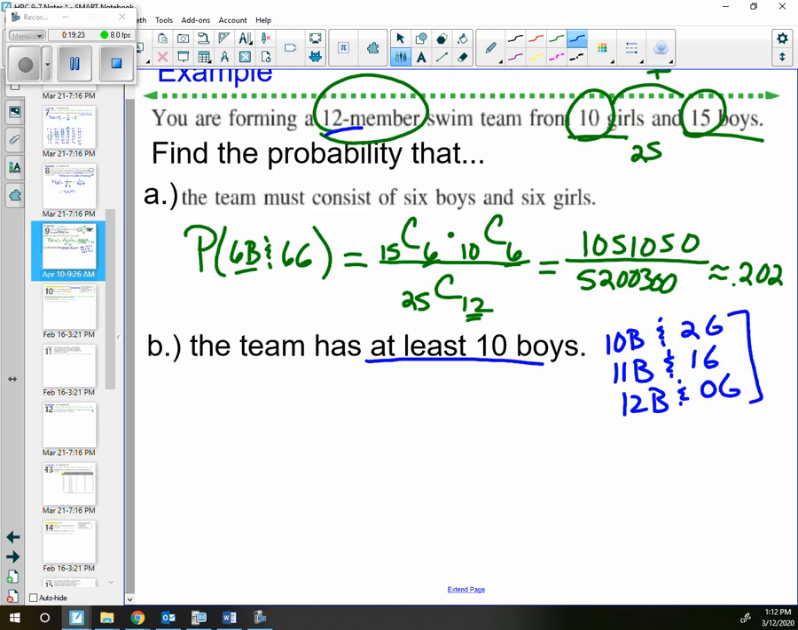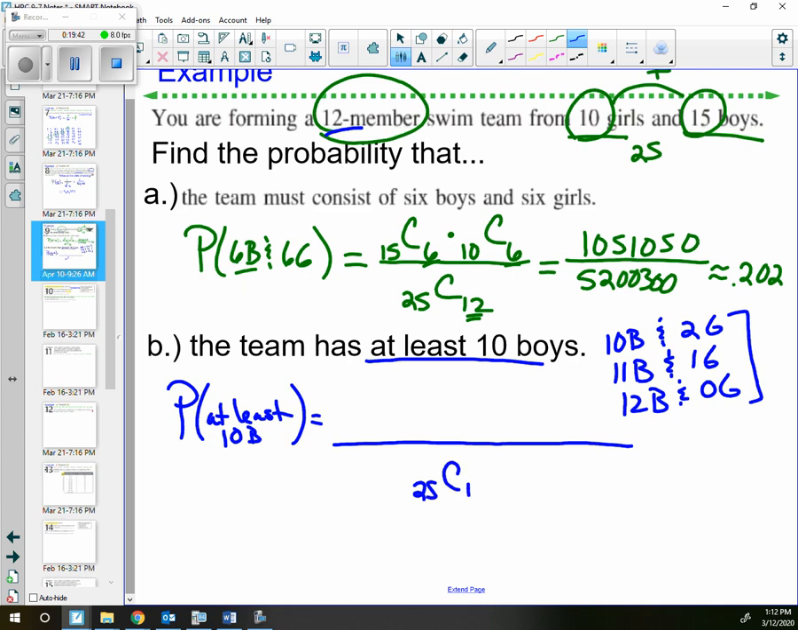So I need to think about all of those probabilities together. So all of these would be successful outcomes. So the probability of at least 10 boys, I'm going to have to add some things up. My denominator, though, is going to be the same, because the number of ways to choose 12 people from a group of 25 remains the same. But my numerator has to be 10 boys and 2 girls, or 11 boys and 1 girl, or 12 boys and no girls. So let's see how we would calculate that.